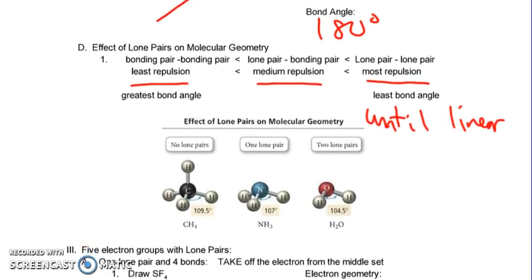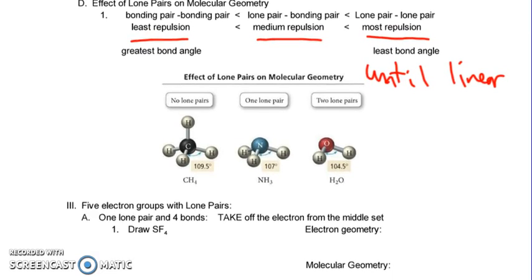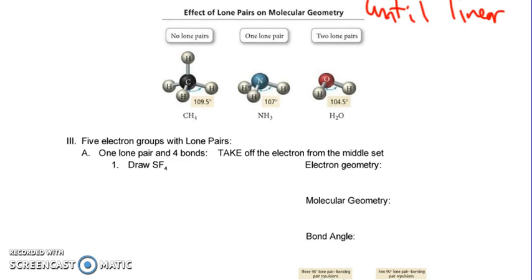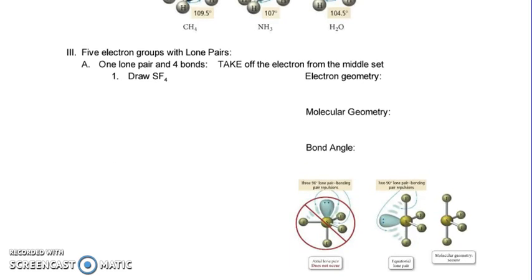Okay, what about here? Oh, this is our description here. So I have no lone pairs, 1 lone pair, 2 lone pairs. Good. So let's talk about the 5 electron groups with lone pairs. This is the fun stuff. I don't know about you, but I thought this was kind of fun. So it says draw 1 lone pair and 4 bonds.